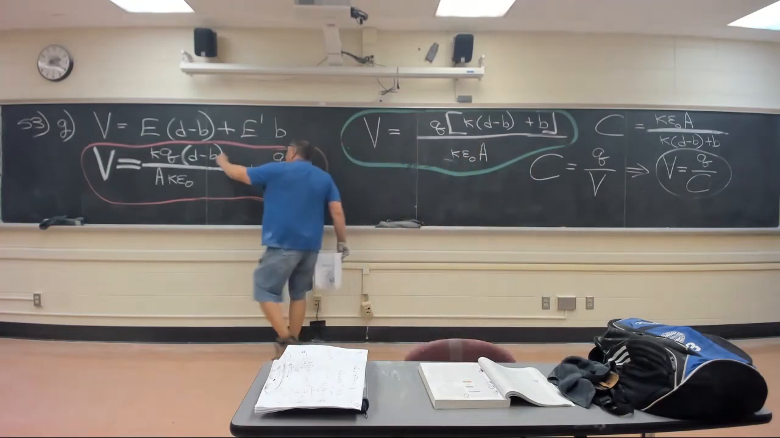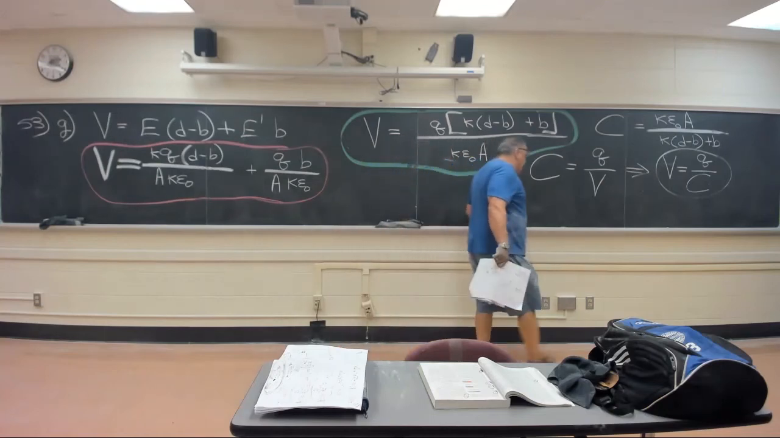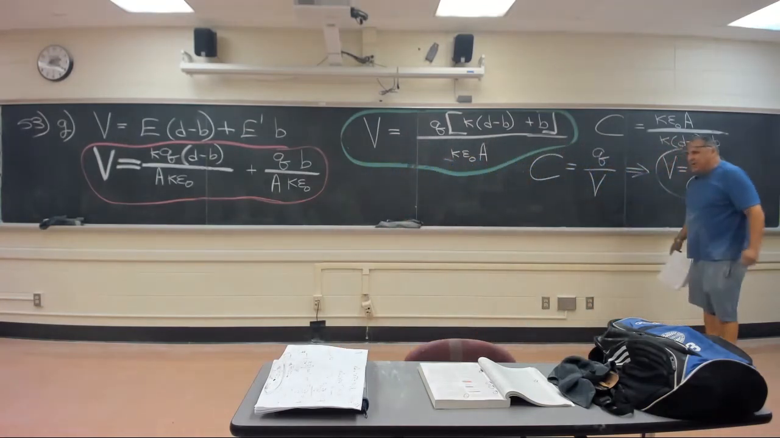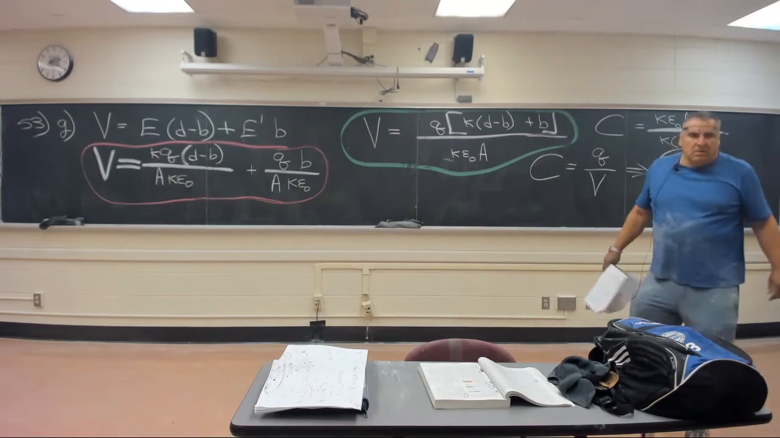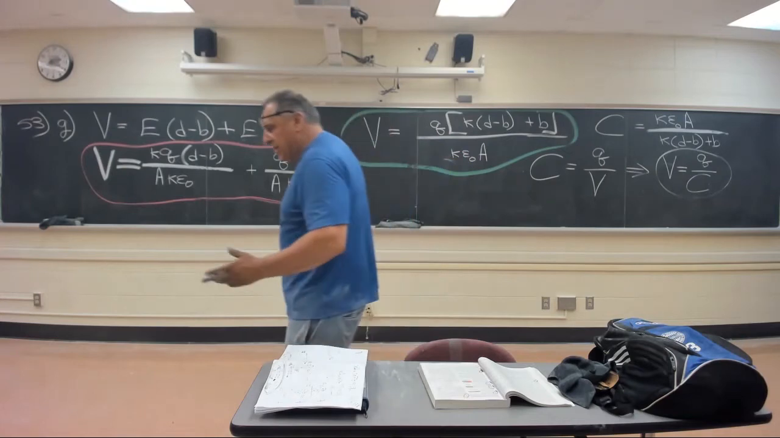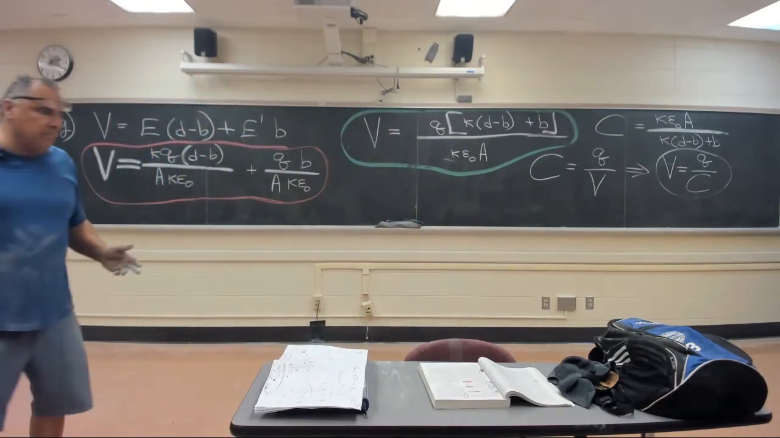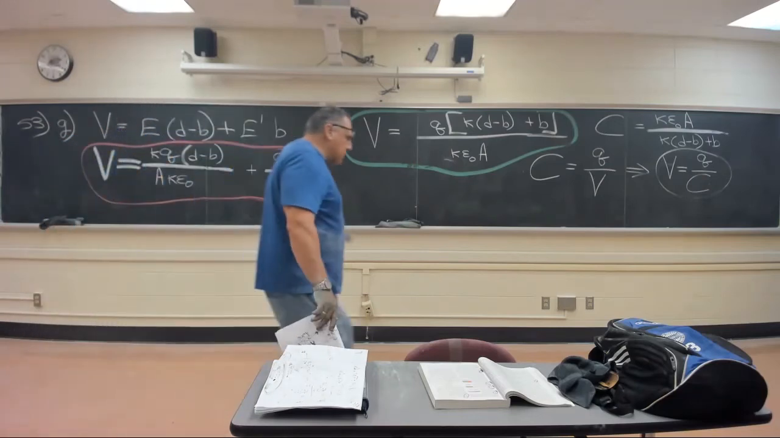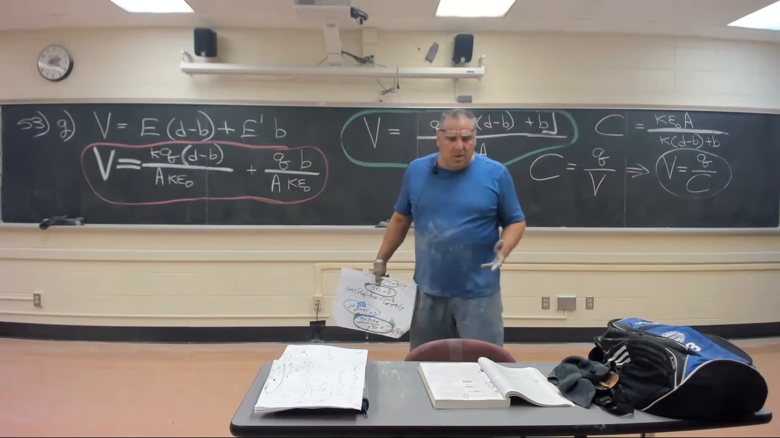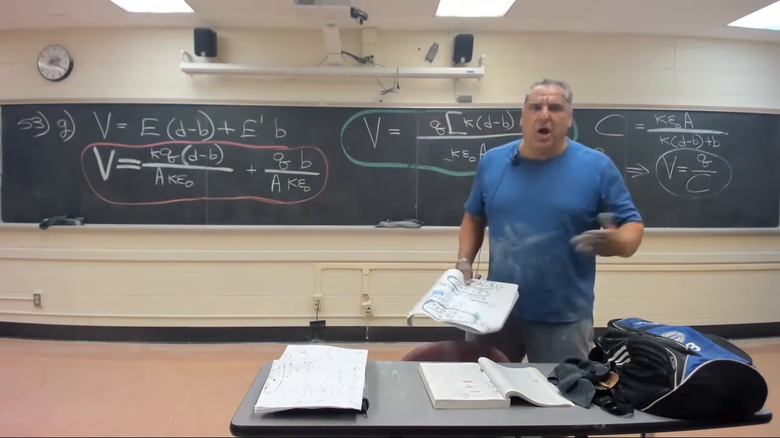Based on this, they're in series. Voltages add up when things are in series. Charges add up when things are in parallel. When items are in parallel, the charges add up, but the voltage is equal. When things are in series, voltages add up, but charges are equal.